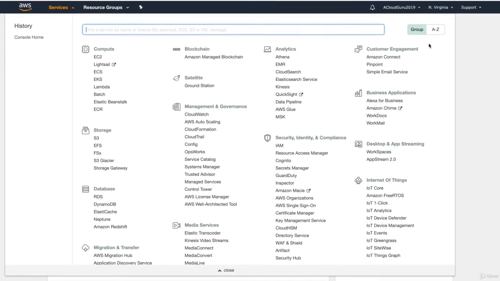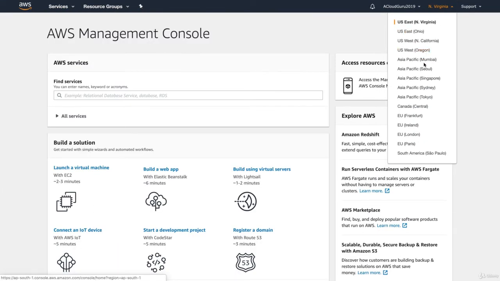One other thing I will show you is up here, you can change what region you're in, and we're going to have a look at what the different regions are in a second and what the difference is between a region and an availability zone.